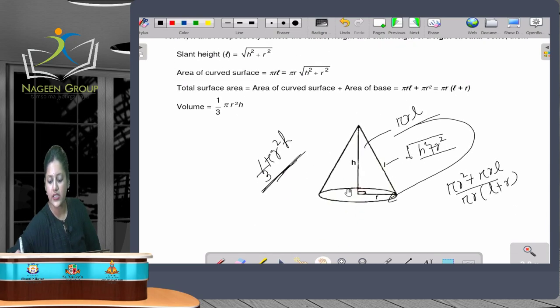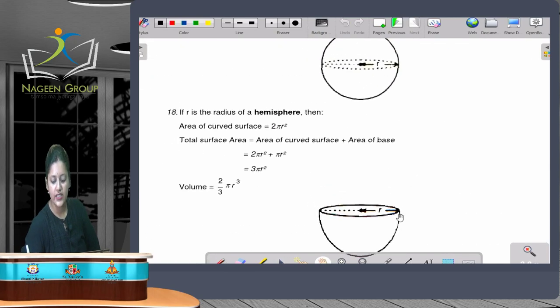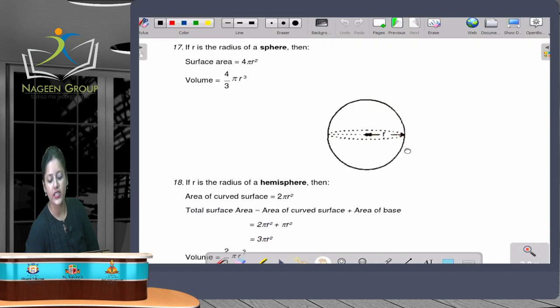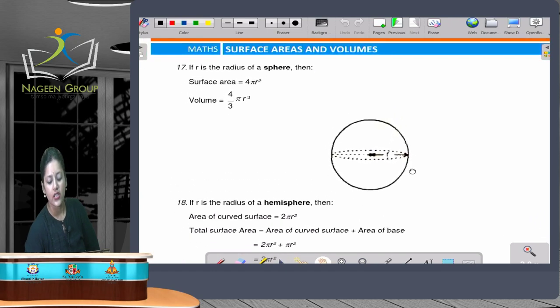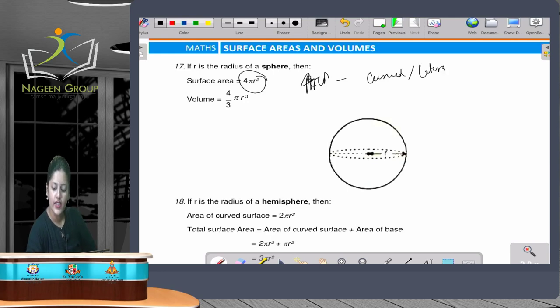The next one is the sphere. If R is the radius of the sphere, then the surface area of the sphere is 4 pi R square. Whether curved, lateral or total, all the area equals 4 pi R square, because the sphere has the same shape all around. The volume is 4 by 3 pi R cube.